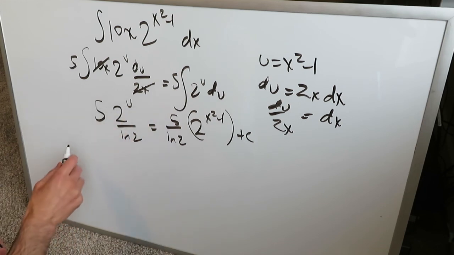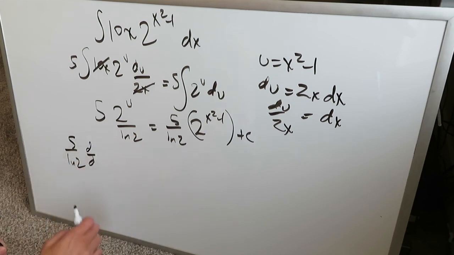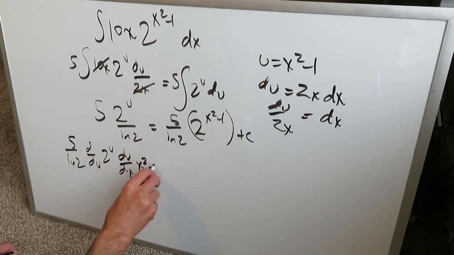This entire 5 divided by natural log 2 can come out as a coefficient, and you're doing the derivative over here. We're doing a derivative of this composite function. Let's bring in the u. If u is equal to x squared minus 1, f of u is equal to 2 to the power of u. And then the derivative of u with respect to x, you have x squared minus 1.